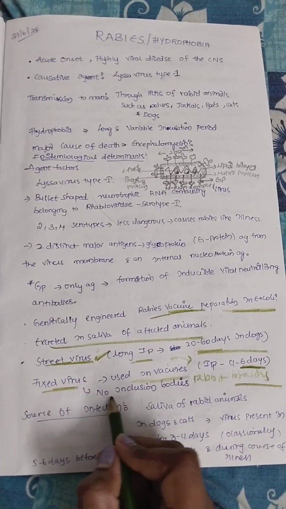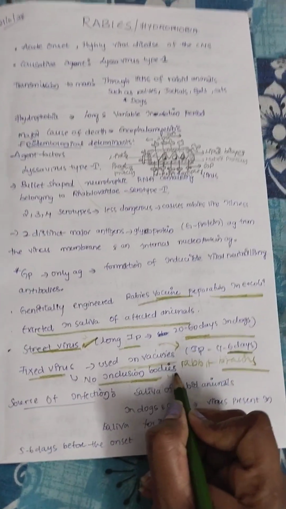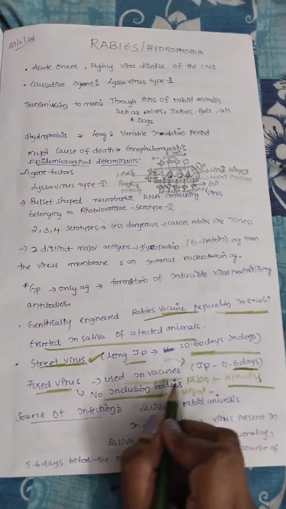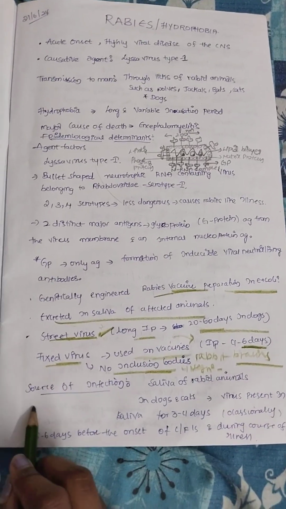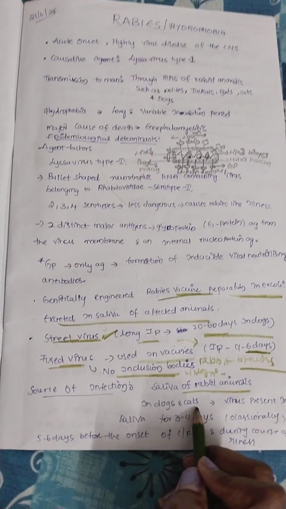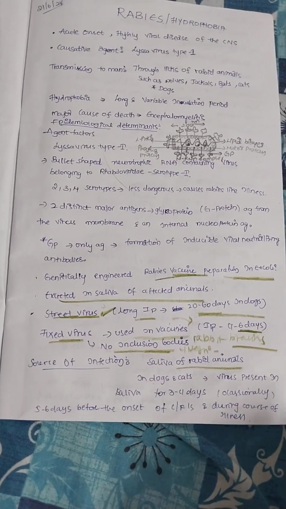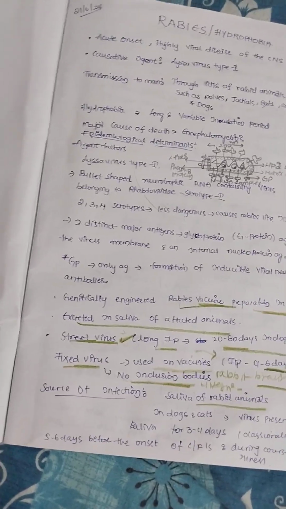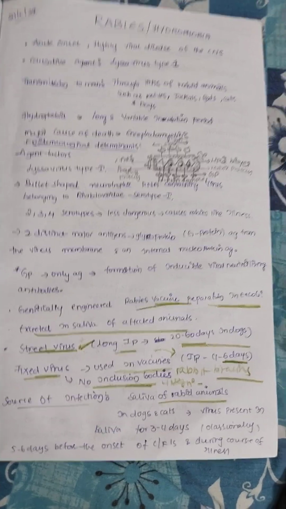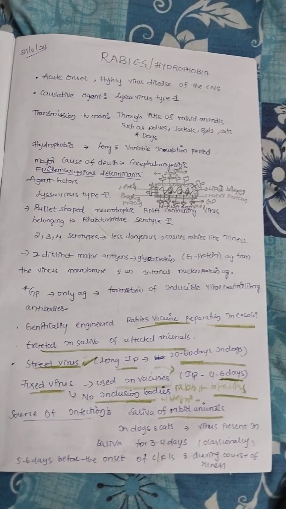Negri bodies are the inclusion bodies for rabies, but with fixed virus we won't see any inclusion bodies. What is the source of infection? The saliva of rabid animals. In dogs and cats, the virus may be present in saliva for 3 to 4 days, even 5 to 6 days before the onset of clinical symptoms and during the course of the illness.